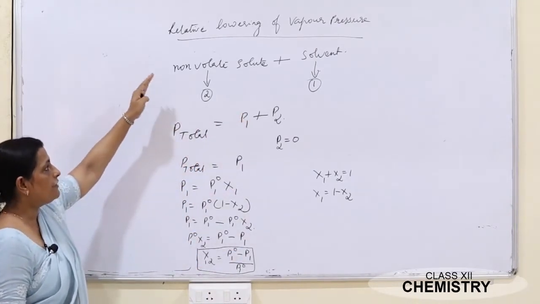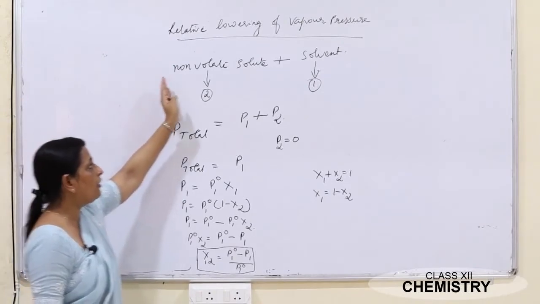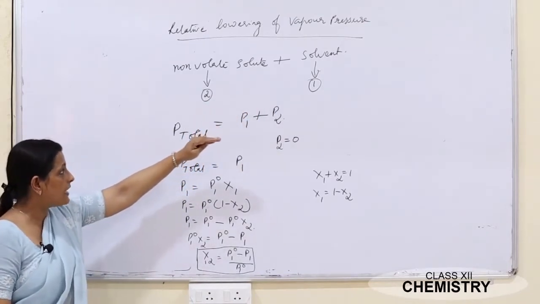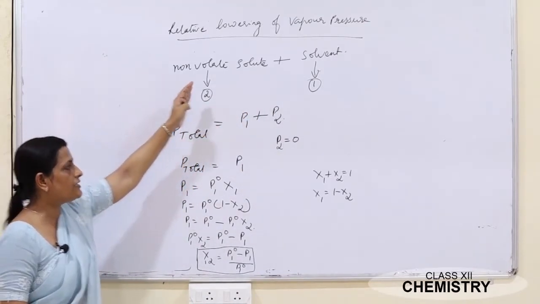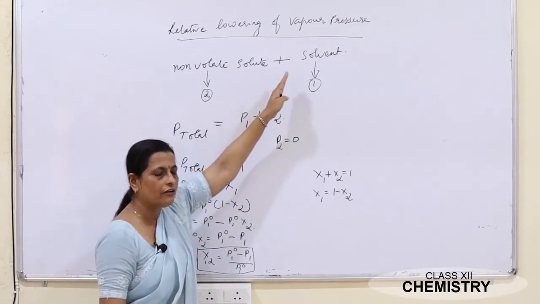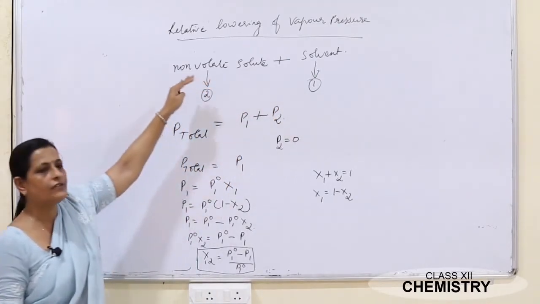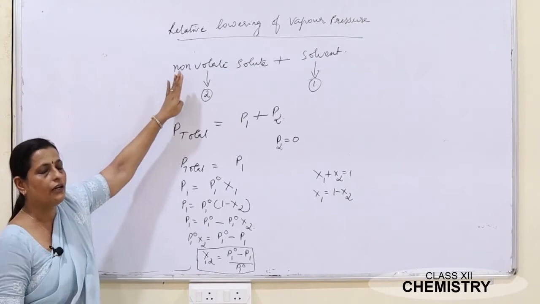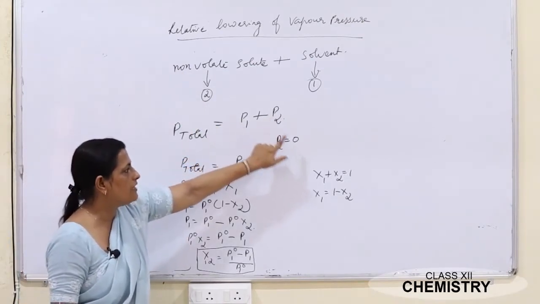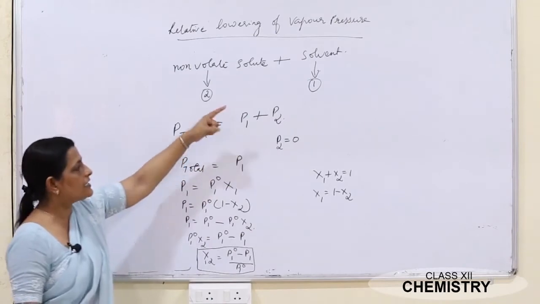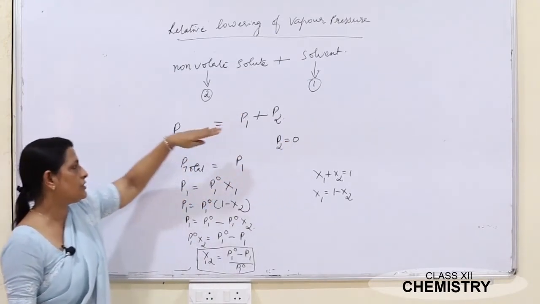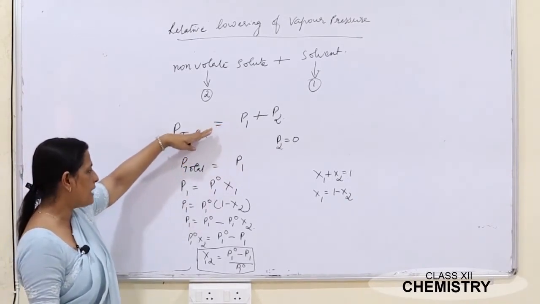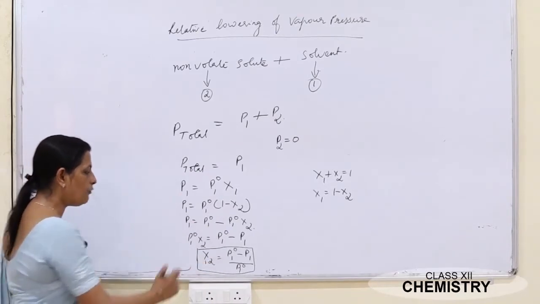So what have we done? We have prepared a solution by mixing a non-volatile solute in a volatile solvent. And already we have studied that when a non-volatile solute is added to a volatile solvent, the vapor pressure of the solvent decreases because some of the surface will be occupied by what? Non-volatile solute, and the non-volatile solute will not vaporize. So its partial vapor pressure will always be what? 0, and even its pure vapor pressure also will be 0. So the total vapor pressure of the solution will be equal to the vapor pressure of the solvent.